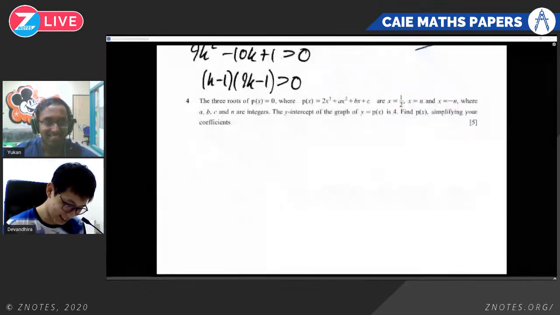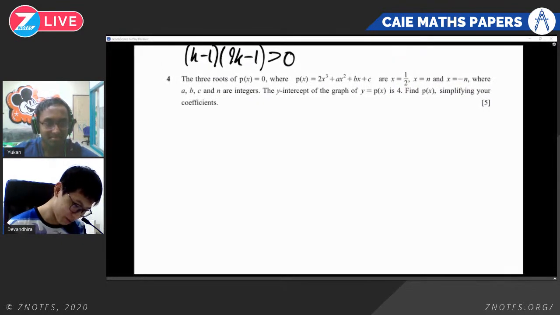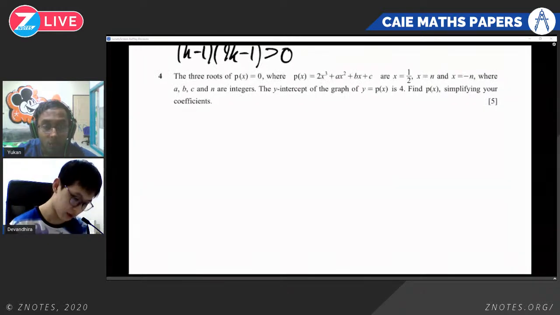All right, next question. The three roots of p of x equals 0, where p of x is 2x cubed plus ax squared plus bx plus c, are x equals 1 by 2 and minus n, where a, b, c, and n are integers. The y-intercept of the graph y equals p of x is 4. Find p of x, simplifying your coefficients. Okay, we can do that.